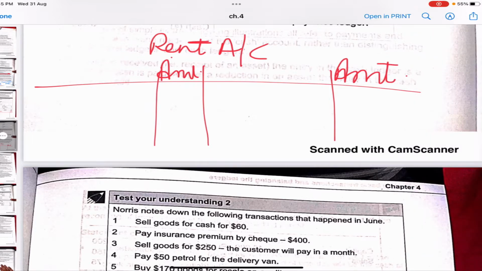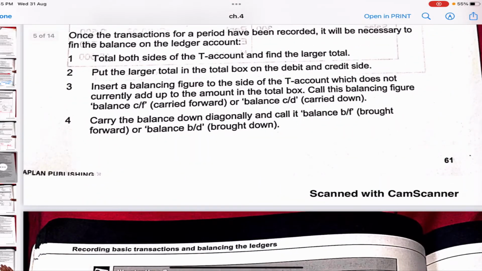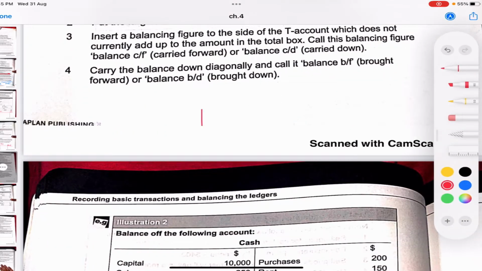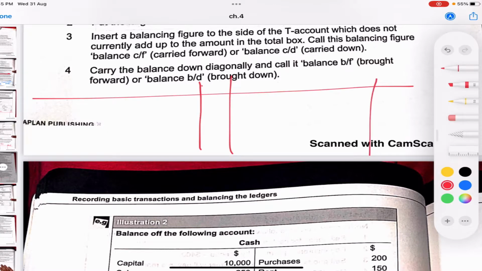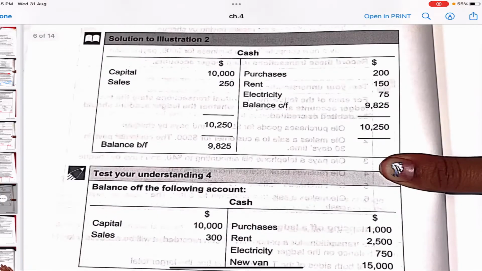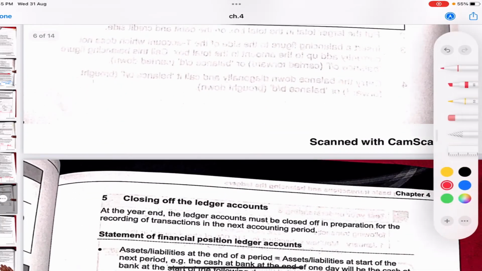So we have cash, we have rent, and we also have a purchases account and a sales account, right? So what is this? This is a purchases account. Keep that in your mind. And let's also make a sales account, right? Sales account.